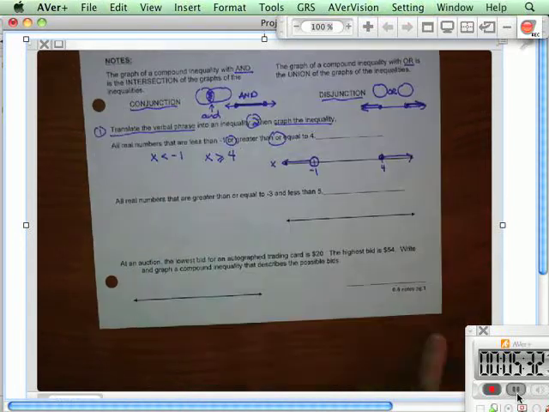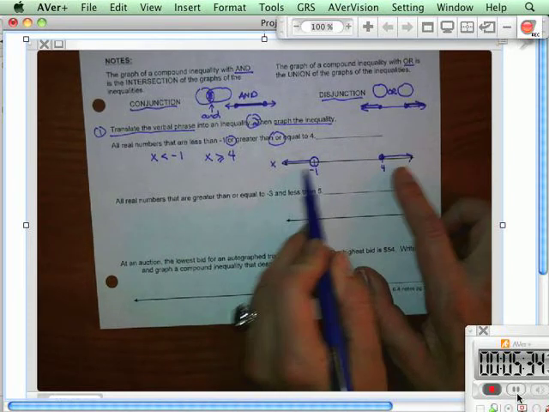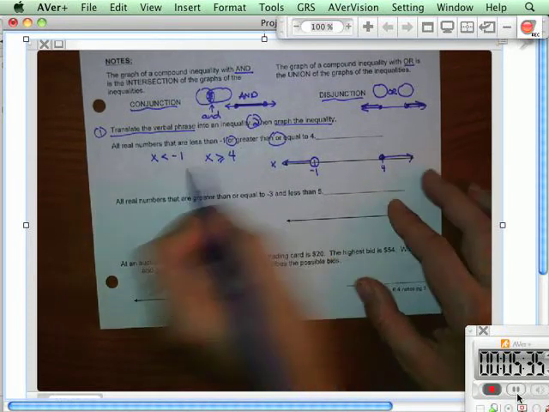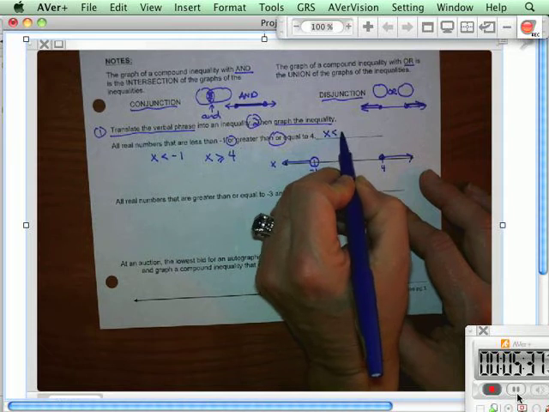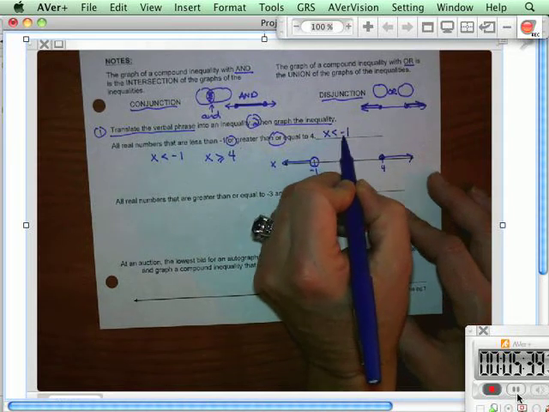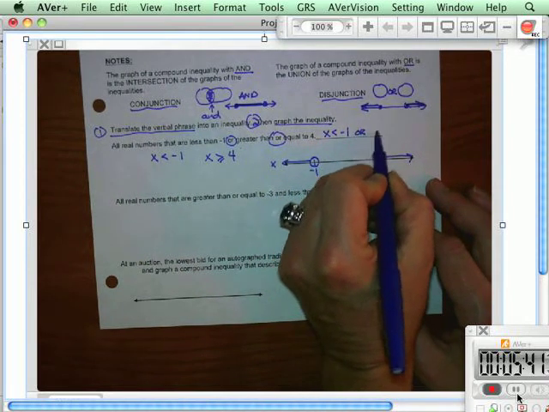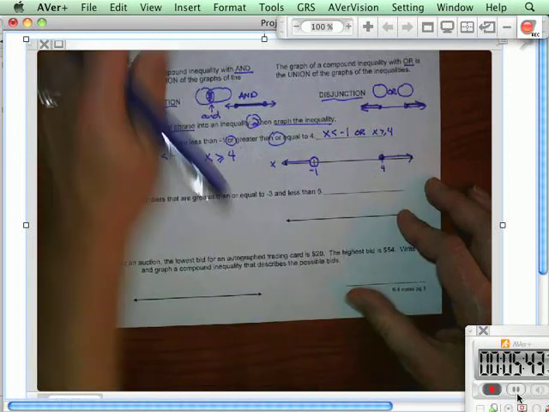You can see that these are pointing apart from each other, so it is an OR graph, so you're just going to write it as two separate inequalities up here. x is less than -1, or x is greater than or equal to 4. Okay? Now here's another one.